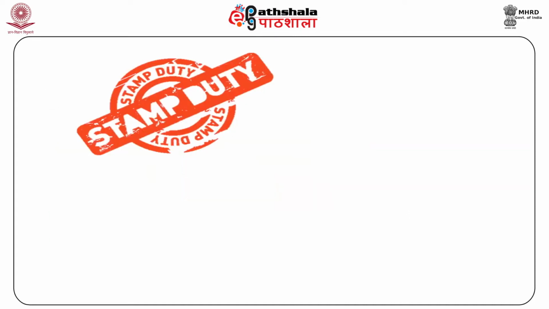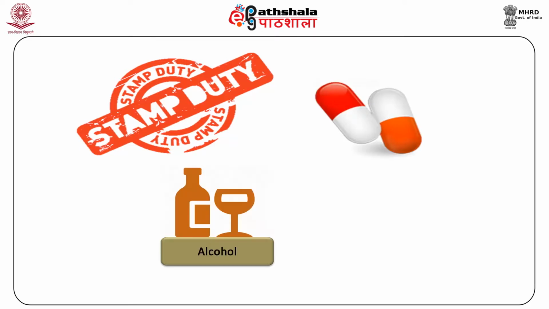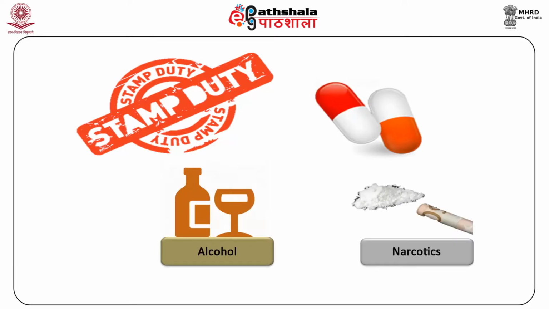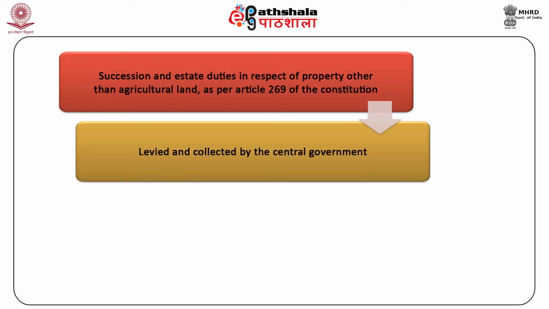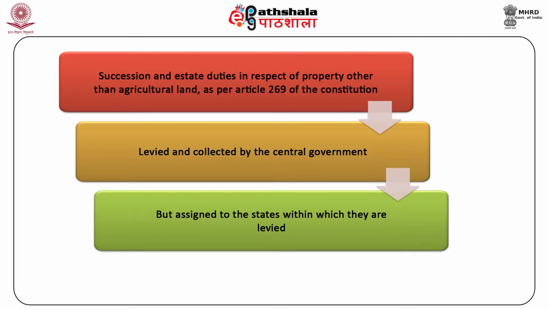Stamp duties and excise duties on medicinal preparations containing alcohol or narcotics are levied by the Union government but are collected and appropriated by the states. Succession and estate duties in respect of property other than agricultural land, as per Article 269 of the Constitution, are levied and collected by the central government but are assigned to the states within which they are levied.